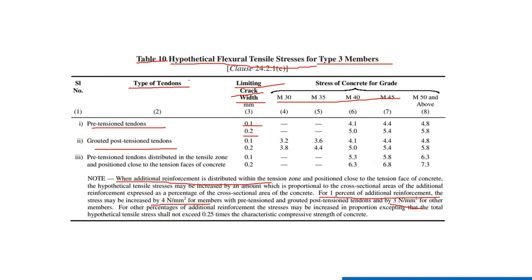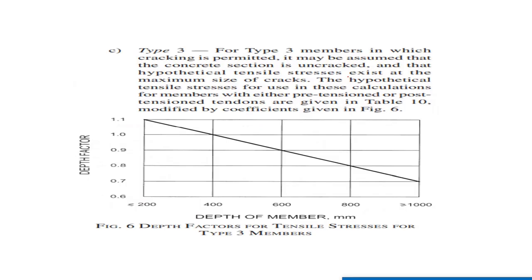So you can obtain the value of hypothetical flexural tensile stress for the type 3 members from this table, and it should be modified by coefficients obtained from figure 6, which depends upon the depth of member. So for 400 mm depth, the depth factor is 1, and for less than 400, you can obtain values from here, and for more than 400, the values will be less than 1. You can multiply the values obtained from this figure 6 to the values obtained from table 10, and we can obtain the value of the hypothetical tensile stress. So that is how we obtain the allowable tensile stresses in concrete in case of type 3 members.